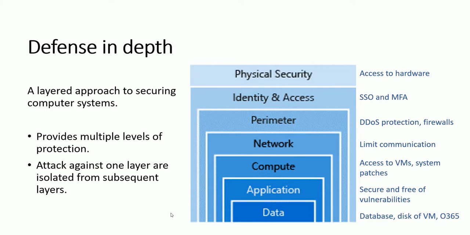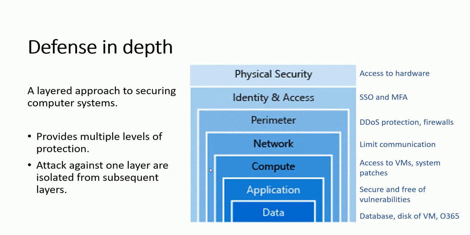Then, once you are logged in, you need to define the perimeter of your application, and this is done through firewalls, software and hardware, or DDoS protection, so denial of service protection, which is one of the protections put in place by Azure. Again, DDoS protection and firewalls are there, but if you do infrastructure as a service, you are responsible for putting them in place. If you use platform as a service or software as a service, those components are already taken care of by Microsoft as well.